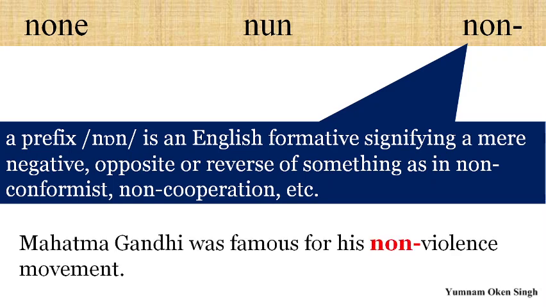Let's see example here. Mahatma Gandhi was famous for his non-violence movement. So the non-violence here means opposed to violence, or which is reverse of violence.